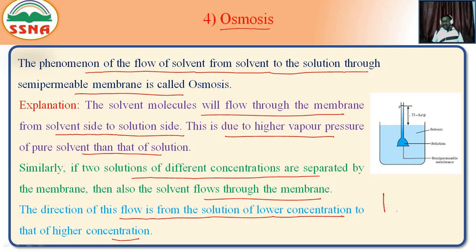Just you see here, it is an osmotic chamber. It is a semi-permeable membrane. This is lower concentration. This is higher concentration. Solvent molecules move from lower concentration to higher concentration through the semi-permeable membrane, that is called osmosis.